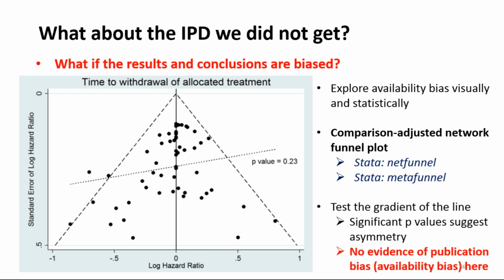And so from looking at this plot, there doesn't seem to be any obvious gaps missing, no obvious asymmetry. The p-value here is not significant, so not less than 0.05. So I think we can conclude here that there is no obvious evidence of any availability or publication bias, which is good. That's encouraging for our results.